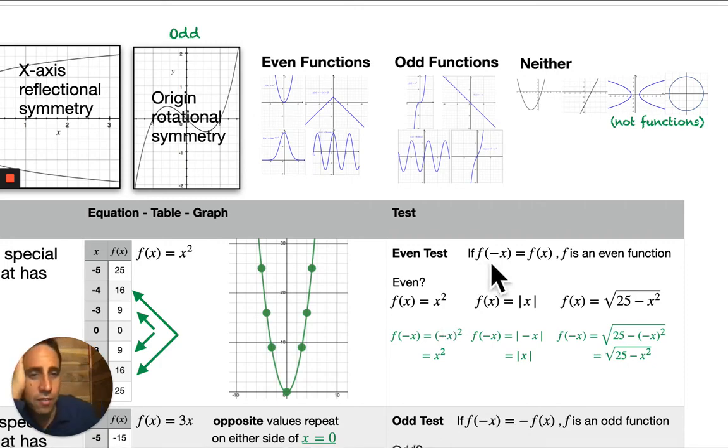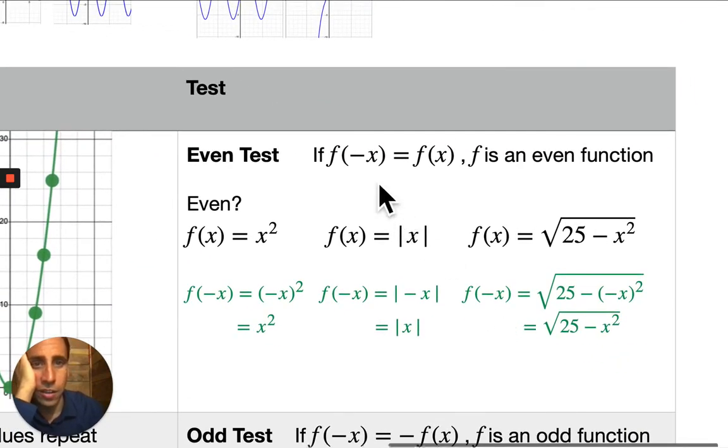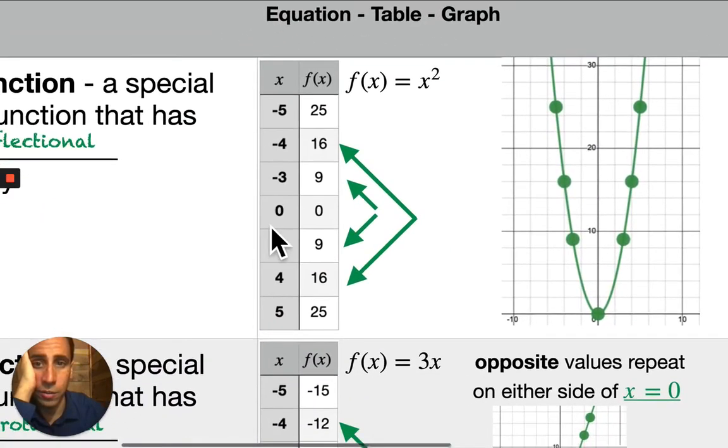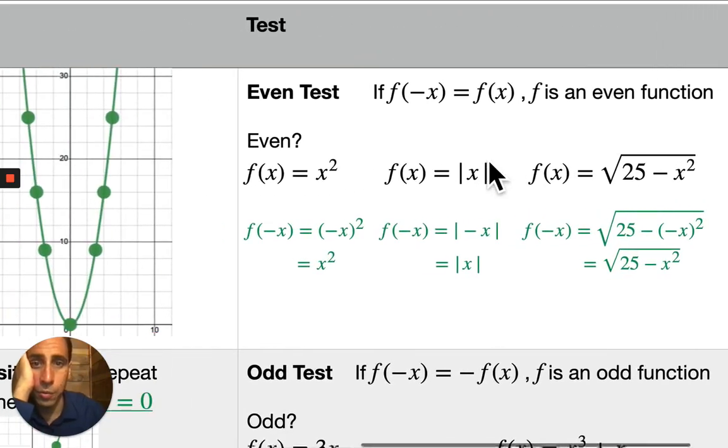Here's the even test, and this is actually the mathematical definition. If f of negative x is equal to f of x, then f is an even function. Now you probably didn't consider a whole lot about what it would look like to take not just a number to put into this function, like you see here, we're putting numbers into the function and getting outputs out. But you can also put variables in.